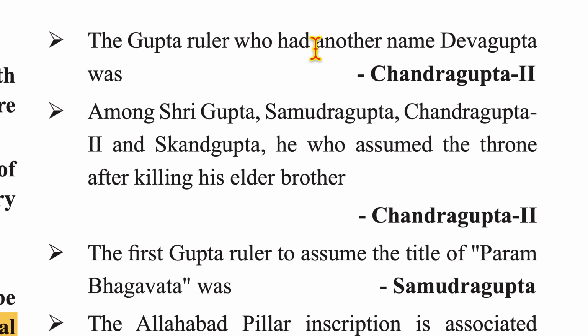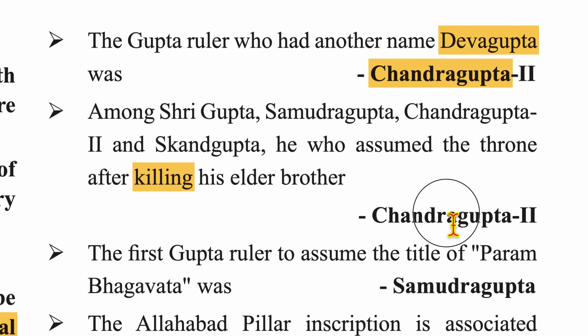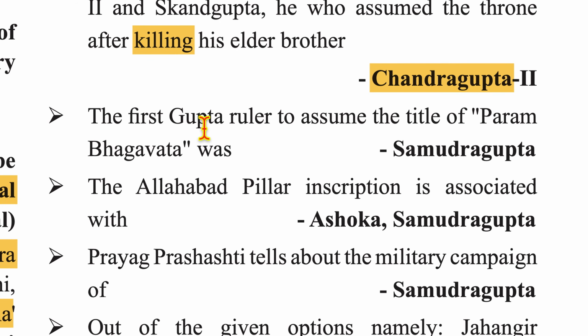The Gupta ruler who had another name, Devgupta, was Chandragupta II. Among Sri Gupta, Samudragupta, Chandragupta, and Skandgupta, he who assumed the throne after killing his elder brother was Chandragupta II. The first Gupta ruler to assume the title Param Bhagavata was Samudragupta.